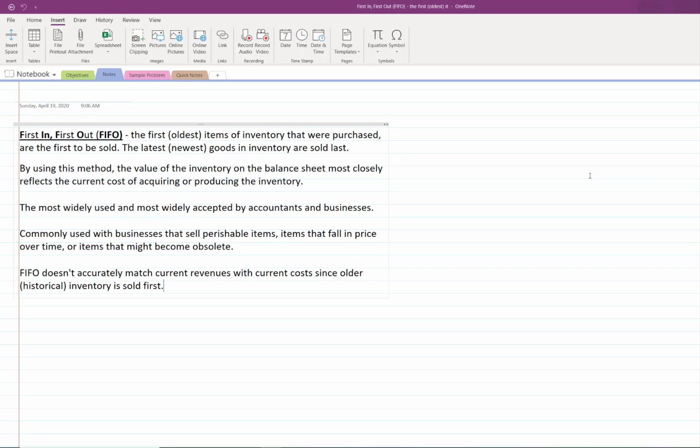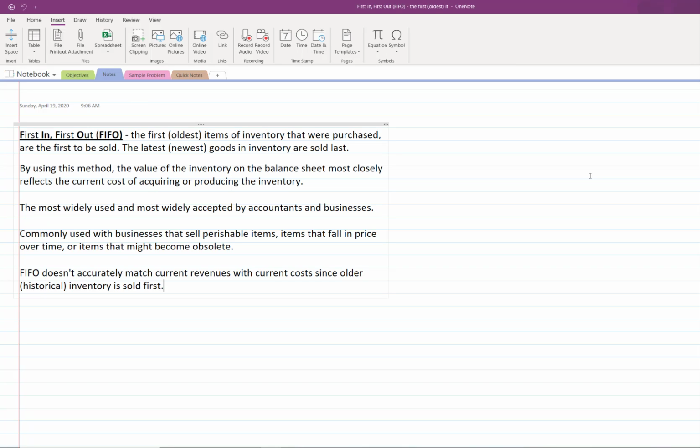By using this method, the value of the inventory on your balance sheet most closely reflects the current cost of acquiring or producing the inventory. What I mean is that if you produce some goods to sell, the items might be more expensive to produce now than they were, say, 6 months ago. So it's a better representation of current costs on your balance sheet in your inventory account. It's also the most widely used and most widely accepted by accountants and businesses.